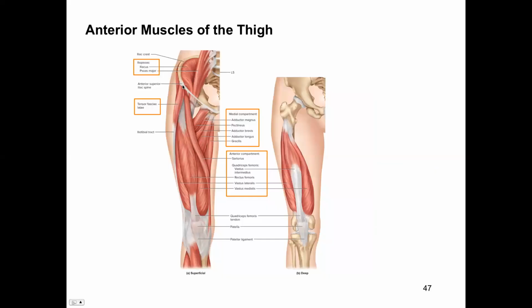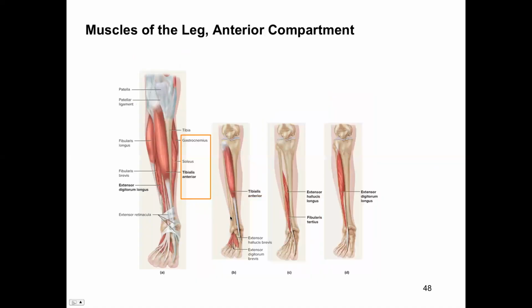This is the only picture I could find of the tensor fasciae latae. The gracilis was on the medial side. The tensor fasciae latae, that's going to be on the lateral side of your thigh. Let me just see here. Now the other ones to keep straight. So here I'm going to show you. I have to see what's on the last slide.